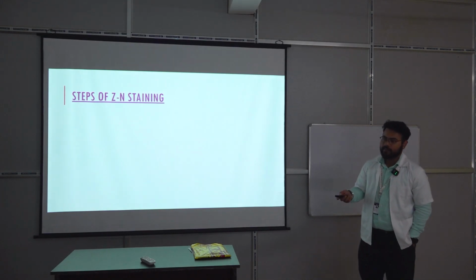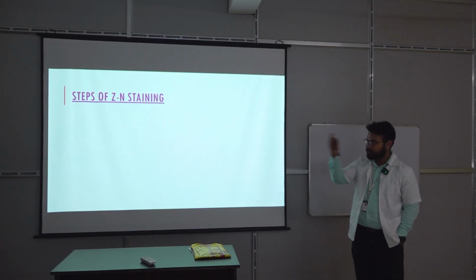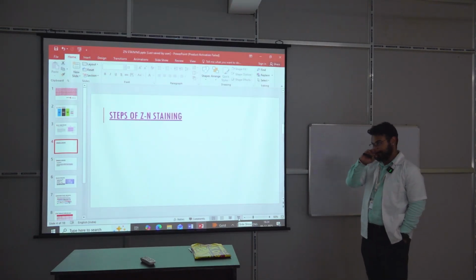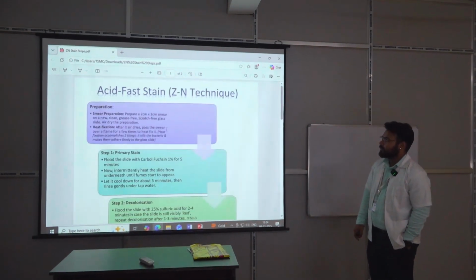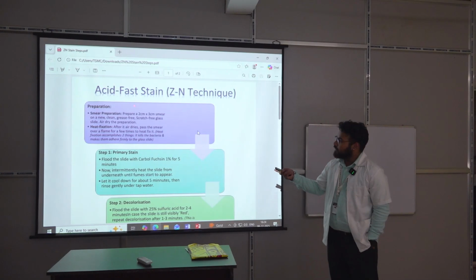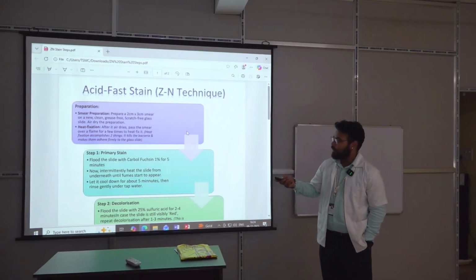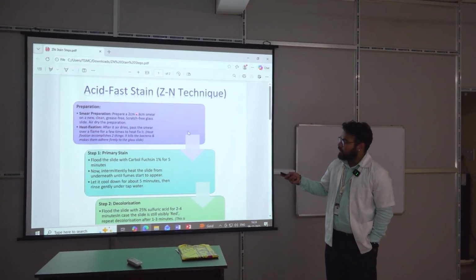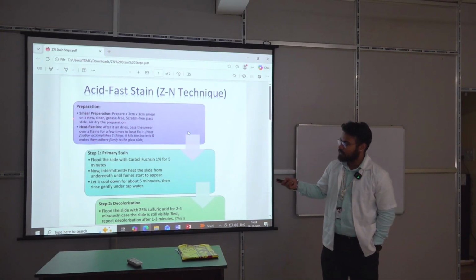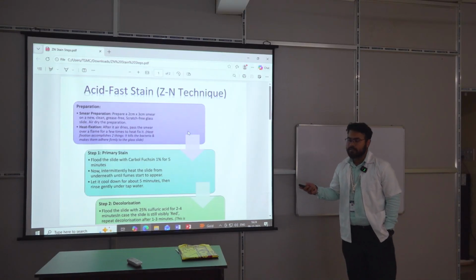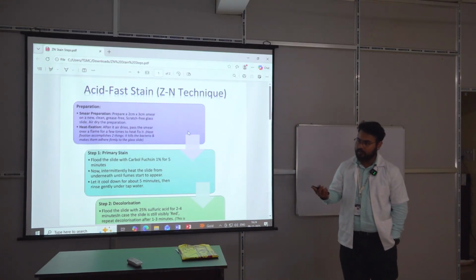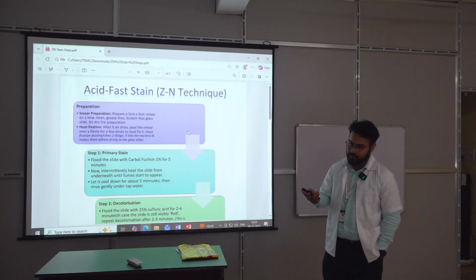The steps of ZN staining. First of all, the preparation. We all know the preparation from last class. A 2 to 3 centimeter smear on a new, clean, grease-free, scratch-free glass slide is made. Then we will do the heat fixation. Heat fixation does 2 things. It will kill the bacteria, and it will also fix the bacteria to the glass slide.